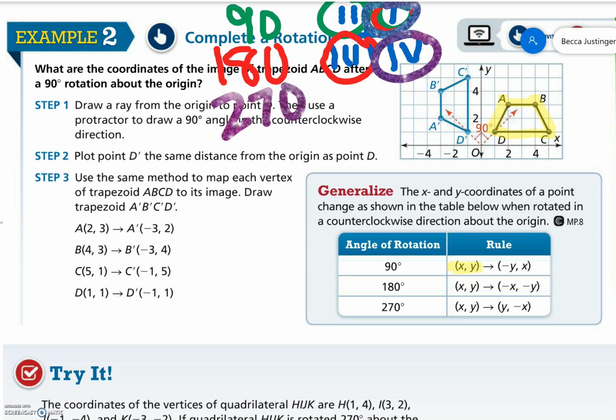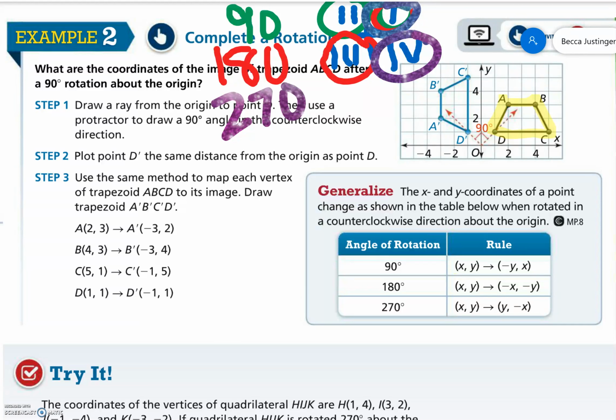Well, X is negative and Y is positive, and we have to switch the X and Y values. Let's notice what they did first, and then I'll talk about the rules. So they did it with a protractor. We're not going to do that. We're just going to think about it.